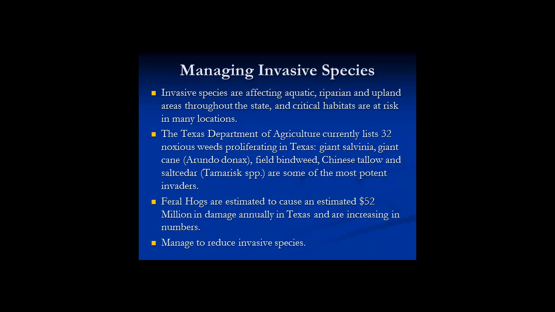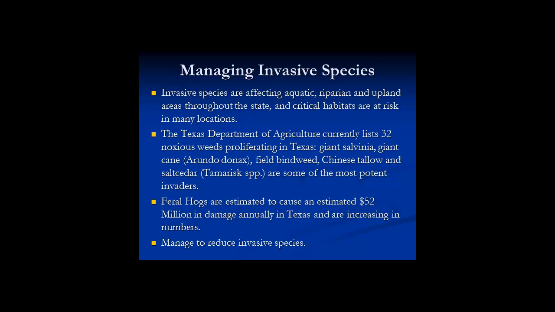Managing invasive species. That's become very important. They're affecting aquatic, riparian, and upland areas throughout our state, and critical habitats have become at risk in many areas because of them. The Texas Department of Agriculture currently lists 32 noxious weeds that are proliferating in Texas.